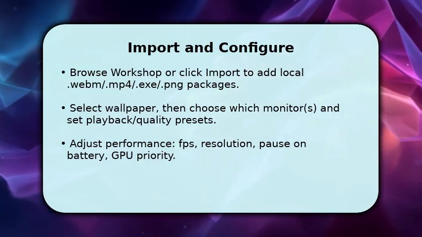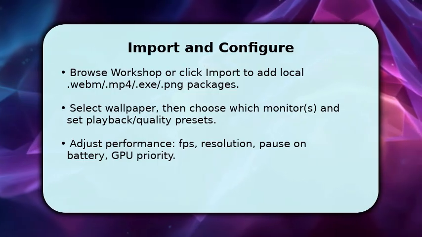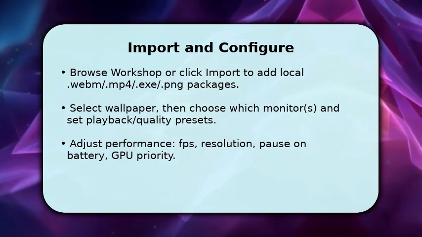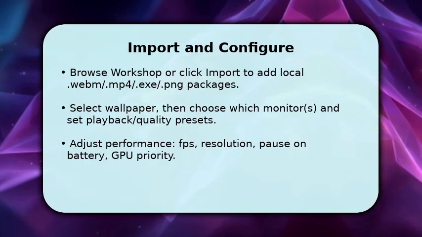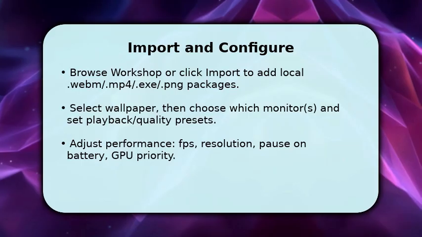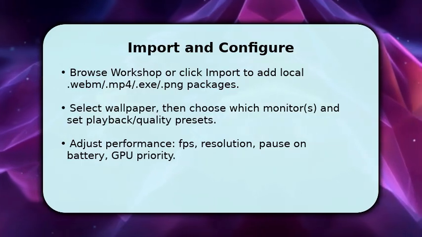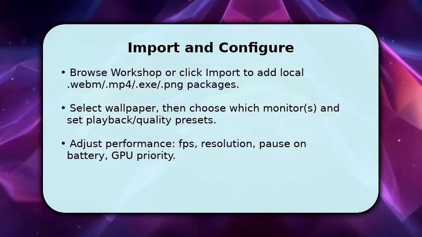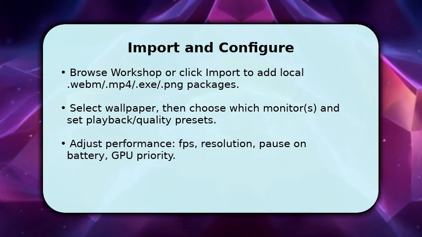Next, open Properties to choose Resolution, FPS, and Quality. Lower these for battery life or weak GPUs. Also enable or disable audio visualizers and set whether the wallpaper pauses on battery. These steps control how it looks and how much system power it uses.